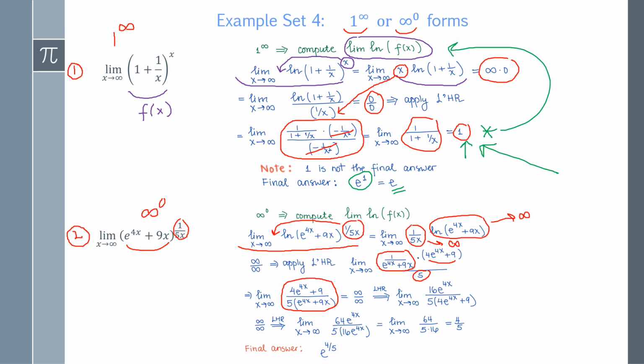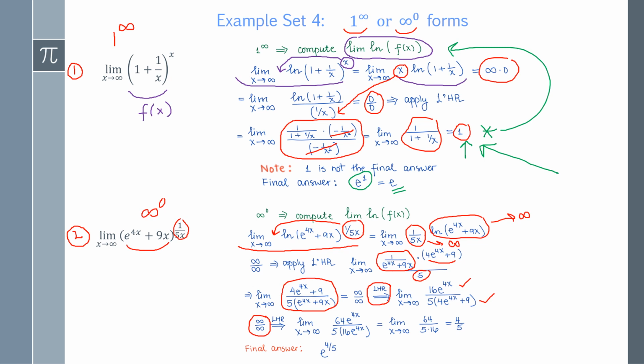And what do we do now? Now we'll look at the behavior of this function as x goes to infinity. We get infinity over infinity again. So we can apply L'Hopital rule for the second time. We get 16 e to the power of 4x on top. On the bottom, we get 5 times 4 e to the 4x plus 9. That is still infinity over infinity. So here we need to apply L'Hopital rule again.